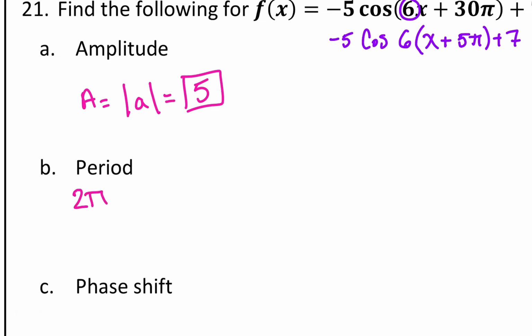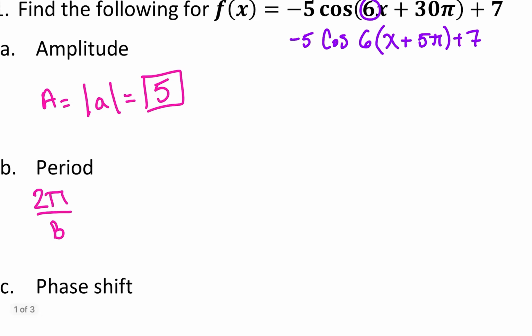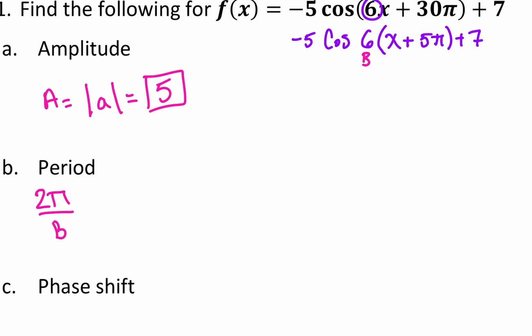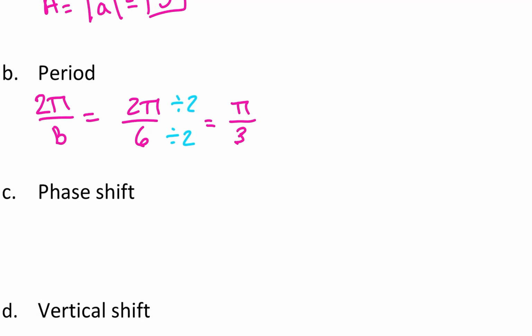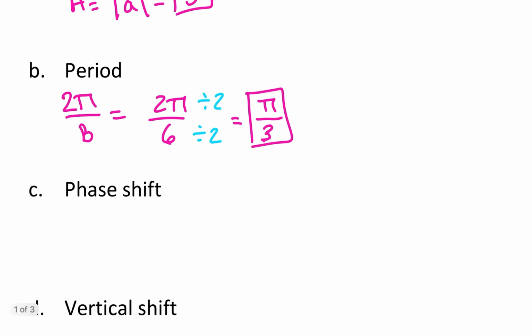Period is determined by taking 2 pi and dividing it by the variable b. Well, in this case, we know that b is that 6. So I'm going to get 2 pi over 6, which I can see I can simplify. If I divide both of them by 2, that's going to simplify for me. 2 pi divided by 2 is pi. 6 divided by 2 is 3. So it looks like we have a period of pi over 3.